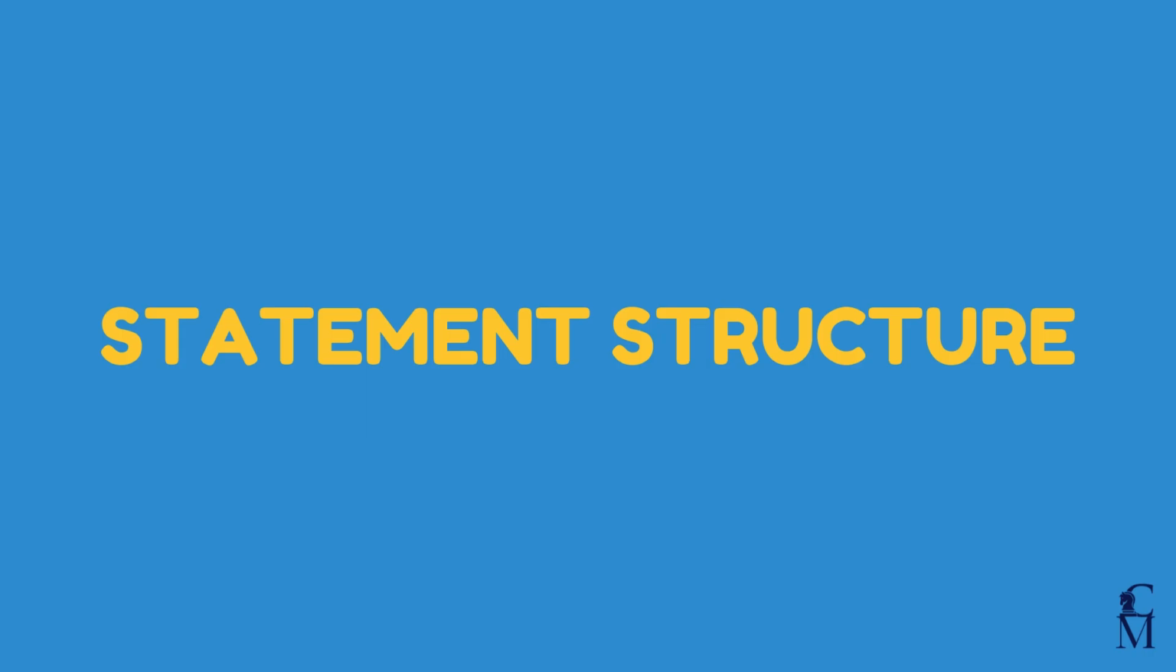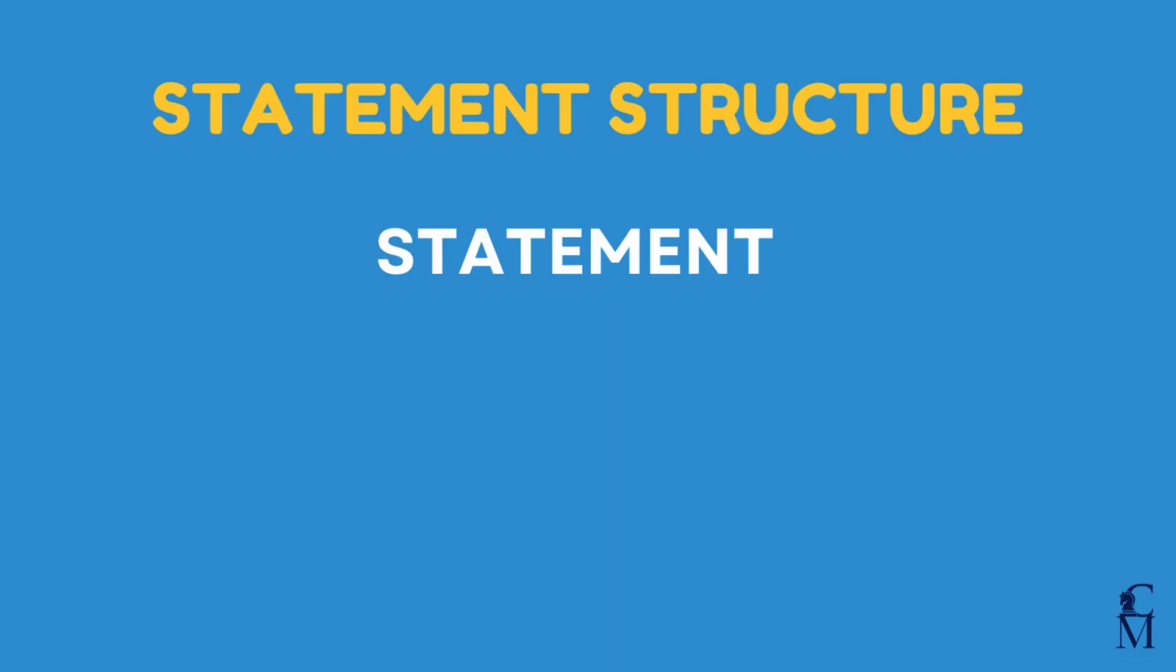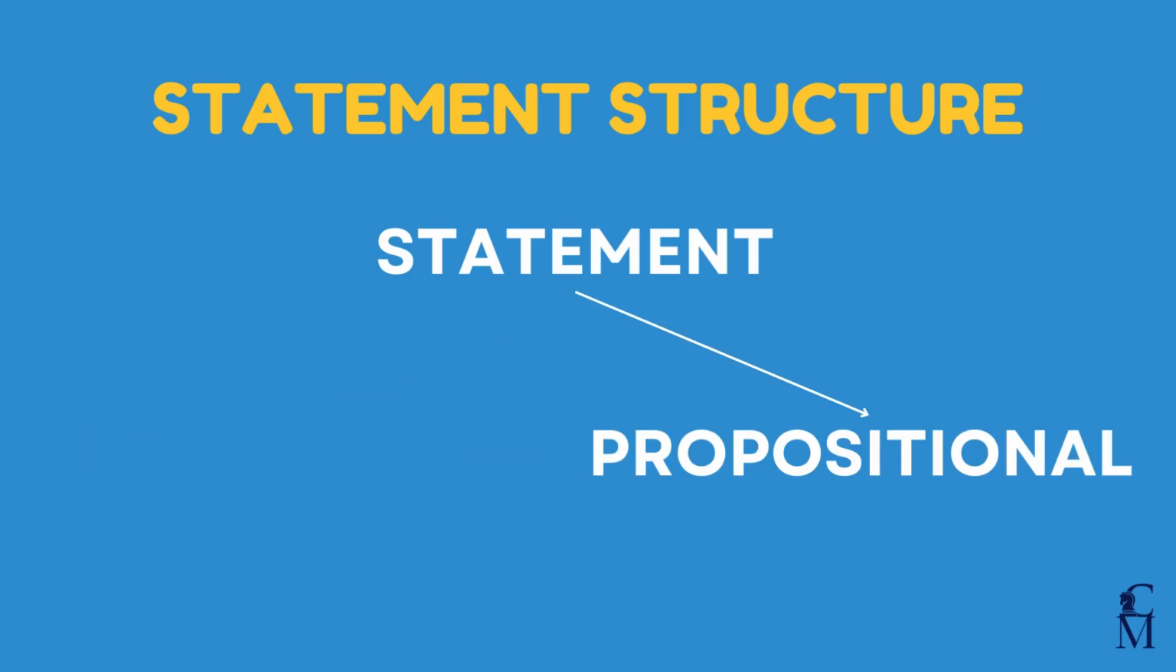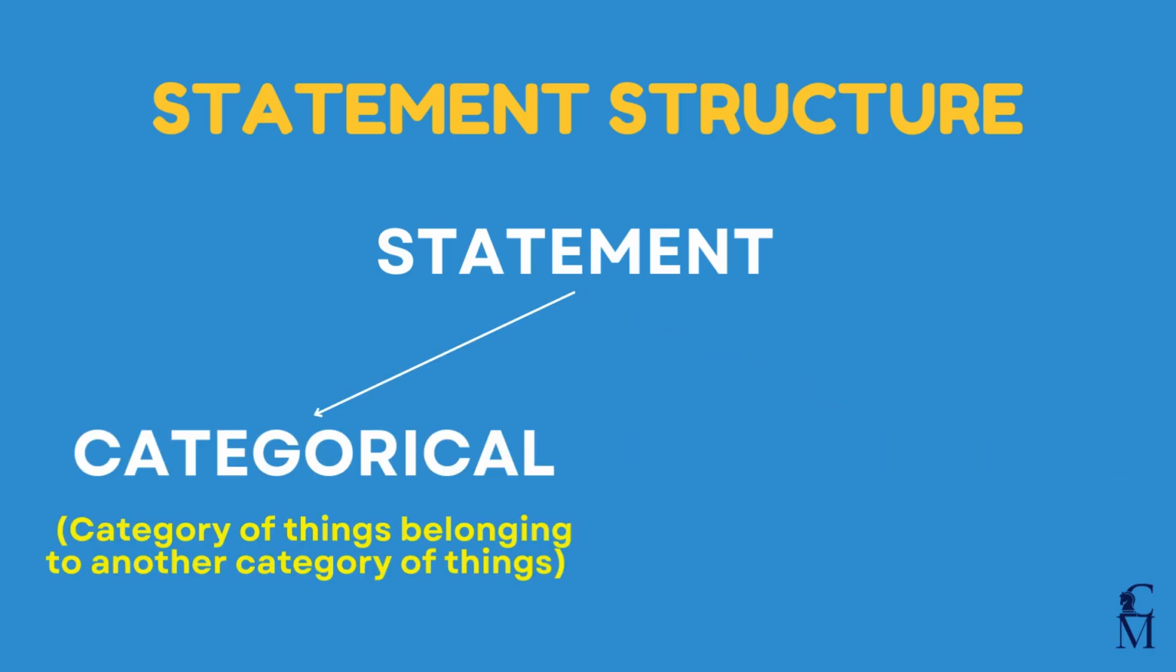Another way to categorize statements is based on their structure. We'll talk a lot about different kinds of structures in logic, including the structure of statements and arguments. For now, we'll focus on statements. A statement can be structured in two different ways. They can be structured as categorical statements or as propositional statements. Categorical statements are statements about things in one category of things belonging or not belonging to another category of things.